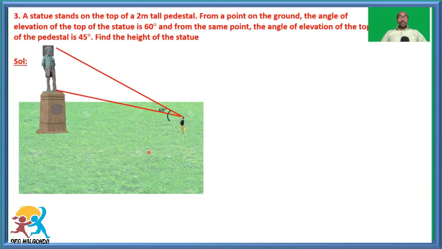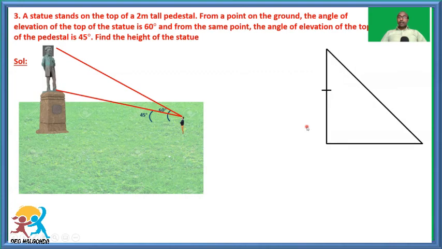So now draw the figure for the given scene. So base, and this line is representing the statue standing on the pedestal. So the part above the line is the height of the statue, below the line is the height of the pedestal. Now the angle of elevation of the top of the statue is 60 degrees and the angle of elevation of the top of the pedestal is 45 degrees.